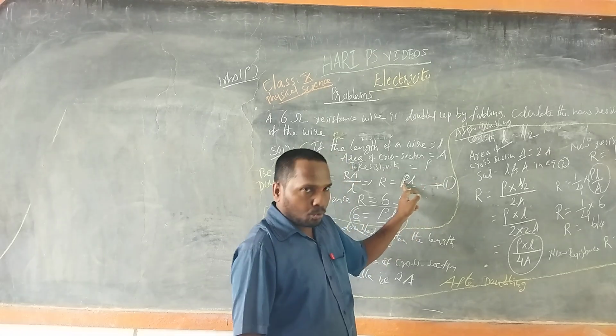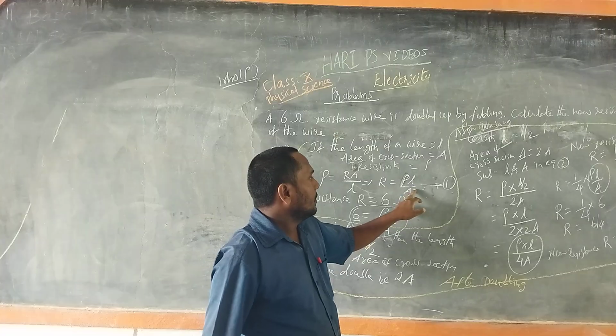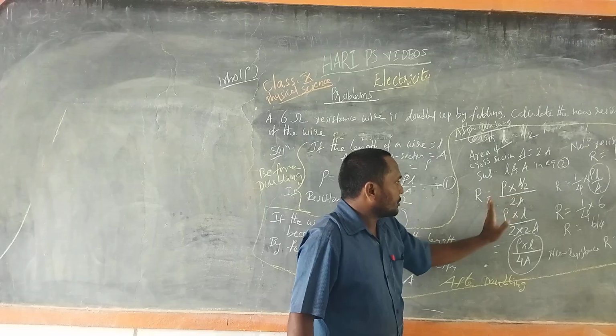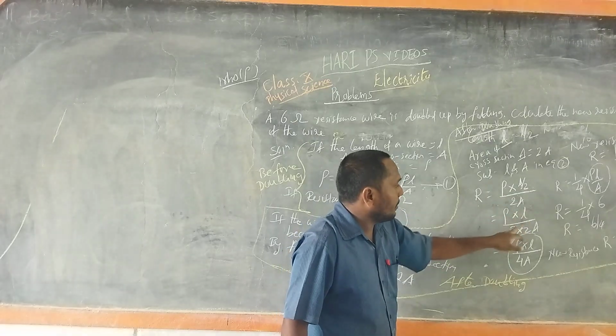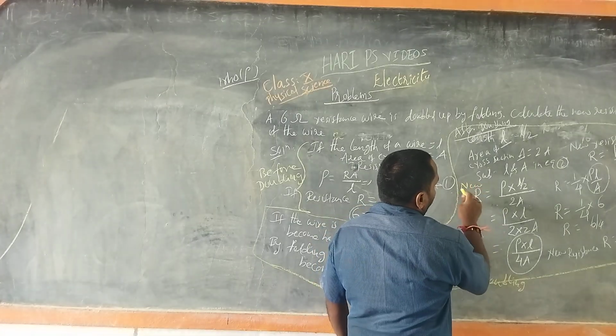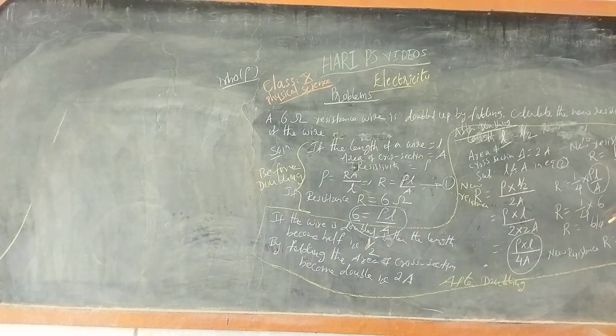So R is equal to rho as usual. Then L becomes L by 2, and the cross section becomes 2A. Substituting, R is equal to rho into L by 2 into 2A. So we can write the new resistance R is equal to rho L by 2 times 2A, rho L by 4A. So 2 into 2 is 4, rho L by A. This should be written as 1 by 4 into rho L by A.